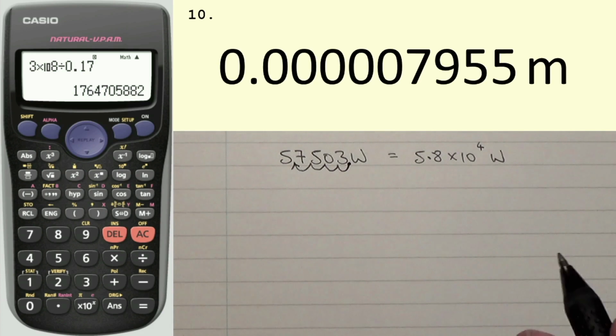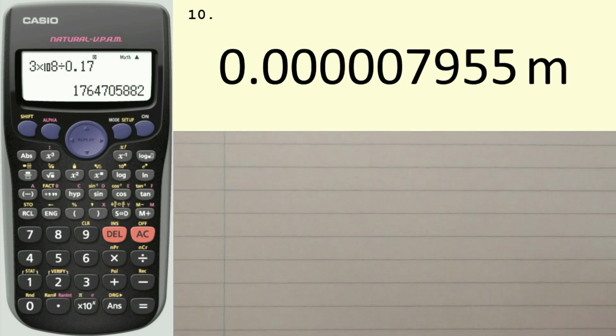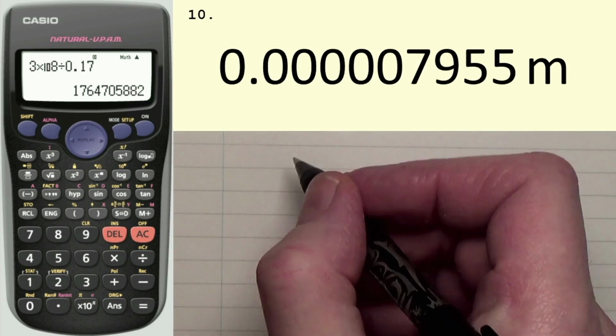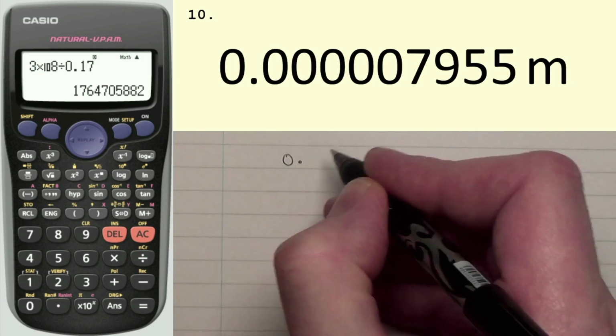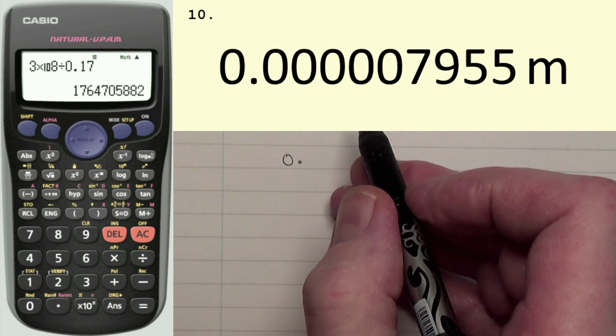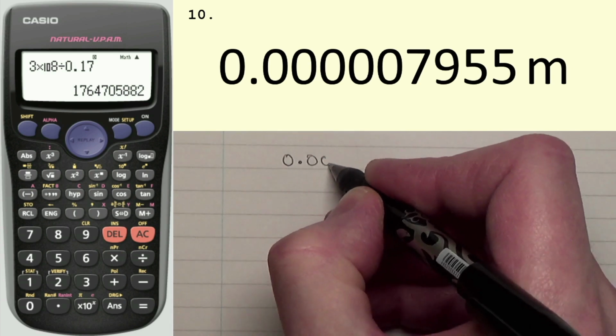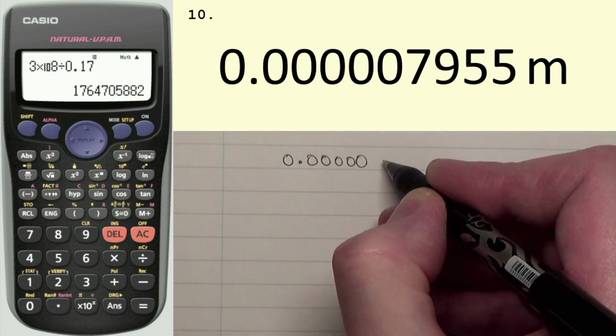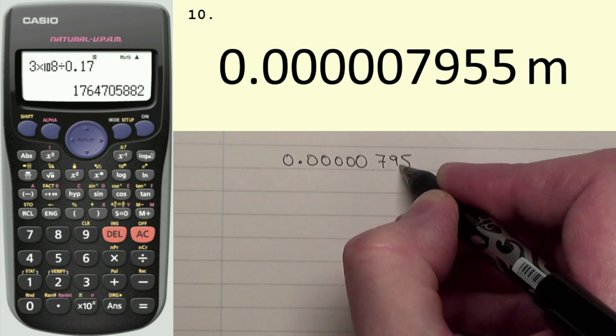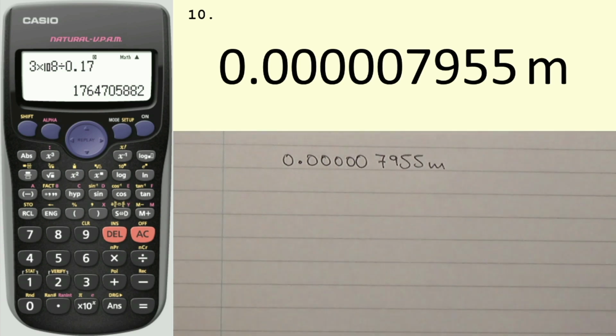And here's the last one. So we'll move this up. The last one is 0. How many zeros are there? 1, 2, 3, 4, 5 after the point. 1, 2, 3, 4, 5, then 7955 meters.